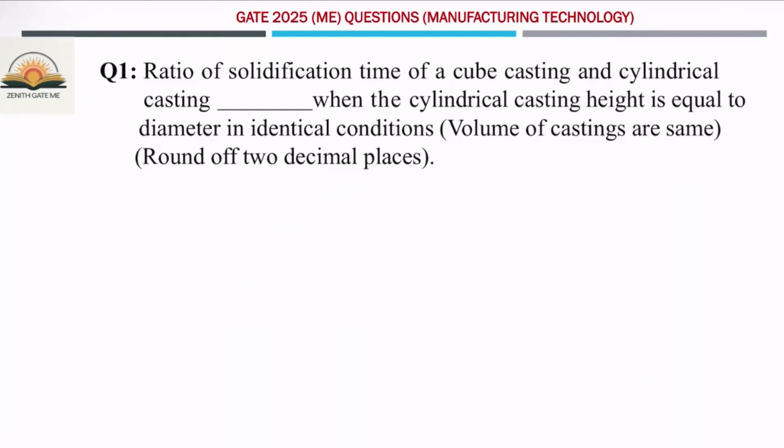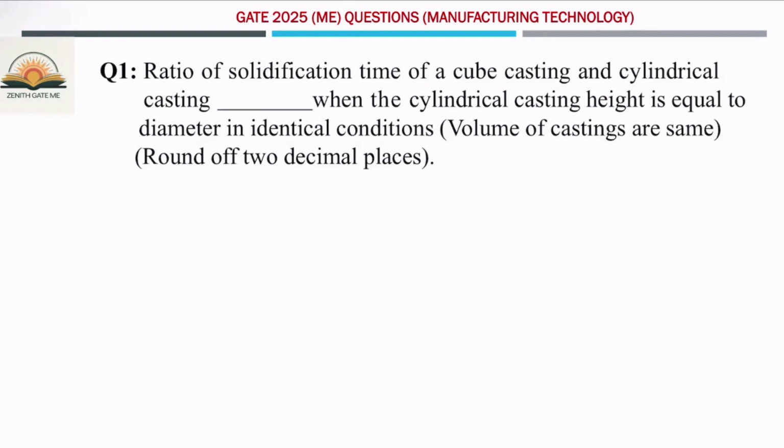The ratio of solidification time of a cube and a cylindrical casting you have to find out, when the cylindrical casting height and the diameter are equal. So this is the condition given. And it is also mentioned the volume of castings are the same. That means the volume of the cube casting as well as the volume of the cylindrical casting are the same. So you have to calculate the ratio of solidification time for the cube to the cylindrical casting.